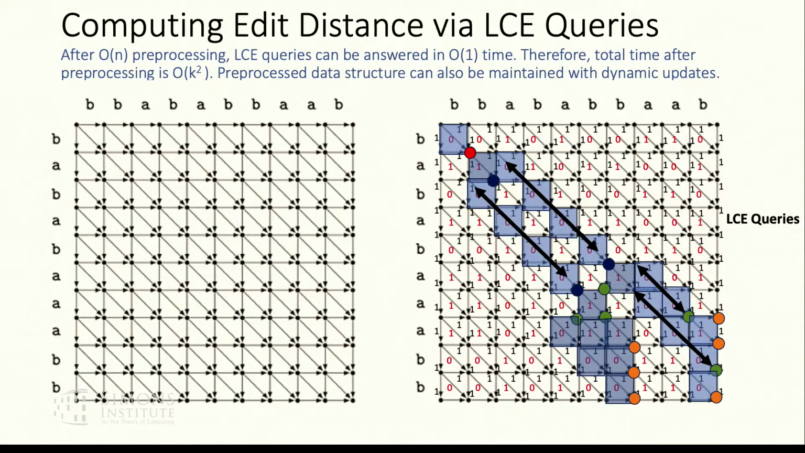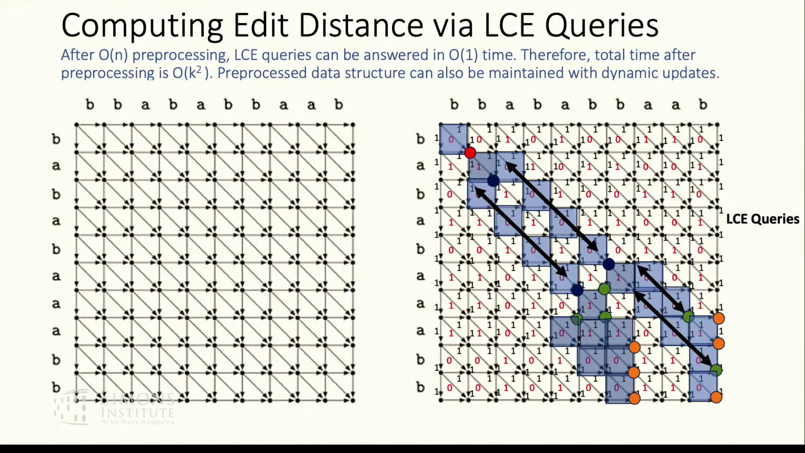And it also tells you that if you allow for pre-processing on the back end, then in k squared time you can compute the edit distance exactly, which is great if k is small. But obviously k could be large, and in that case you are still hitting the n squared time.